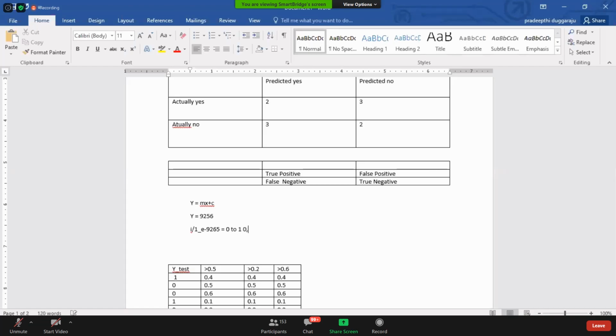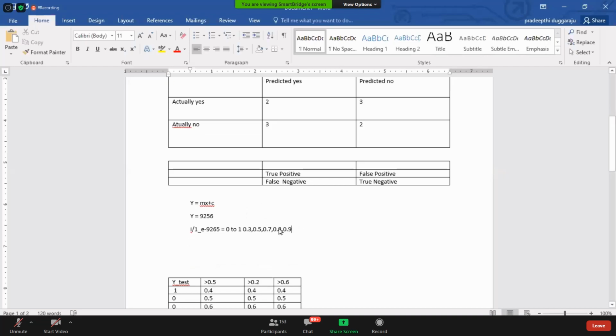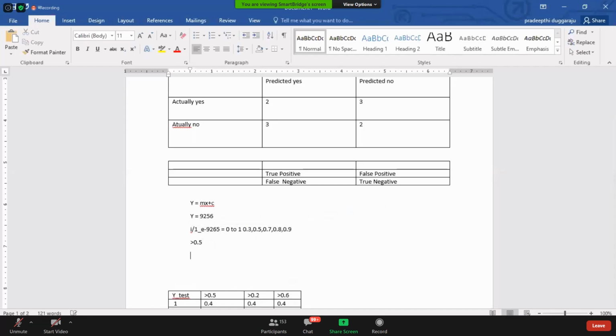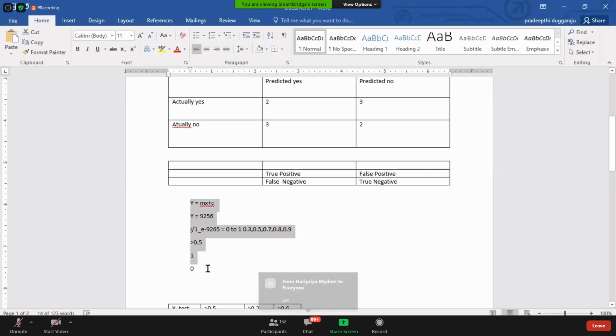So it could be 0.3 or 0.5 or 0.7 or 0.8 or 0.9 or anything. So in order to tell whether this is yes or no, I took some threshold as greater than 0.5. If this value is above 0.5, like 0.9, then I make it 1. Otherwise, I make it 0, right? So did you understand this concept now?